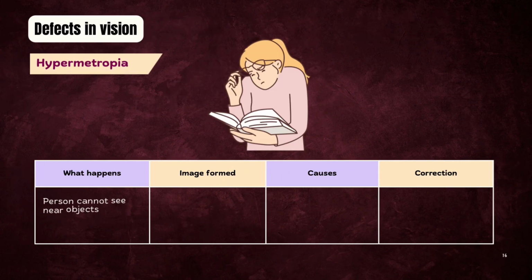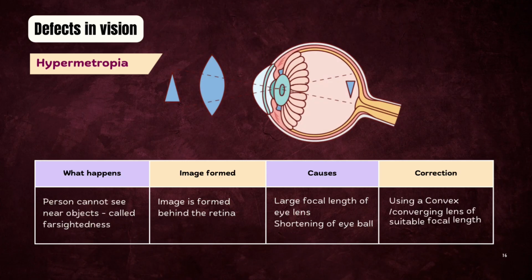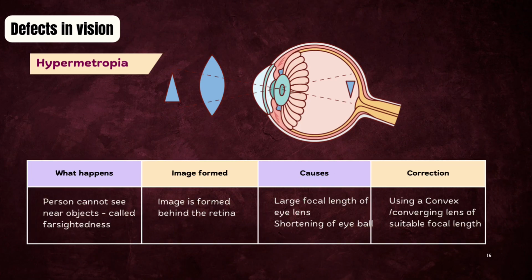Hypermetropia: a person here cannot see nearby objects. It is called farsightedness. Image is formed behind the retina. Causes: large focal length of the eye lens or shortening of the eyeball. Correction: using convex or converging lens of suitable focal length.